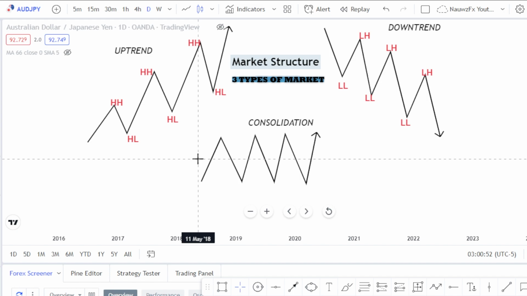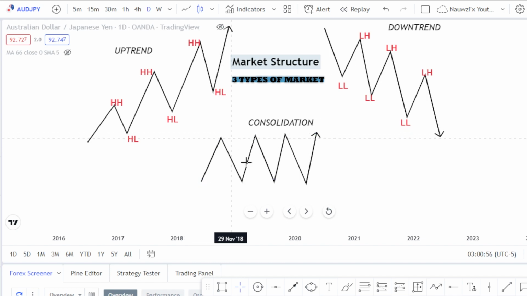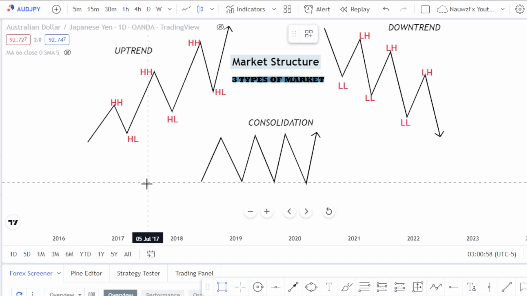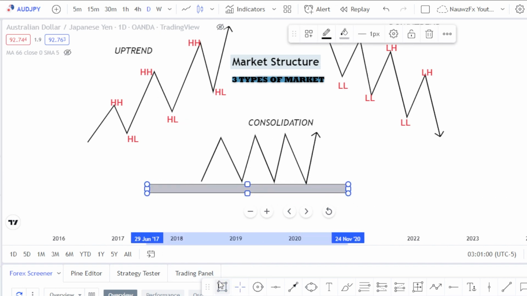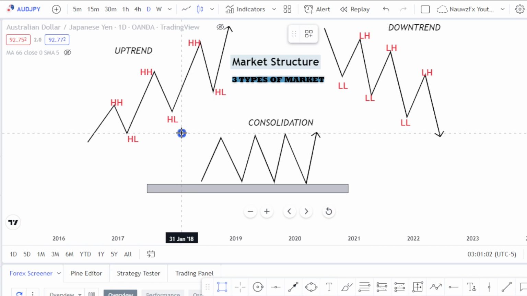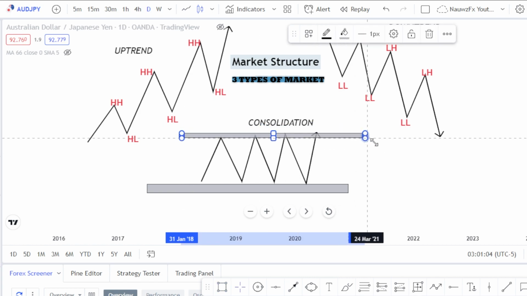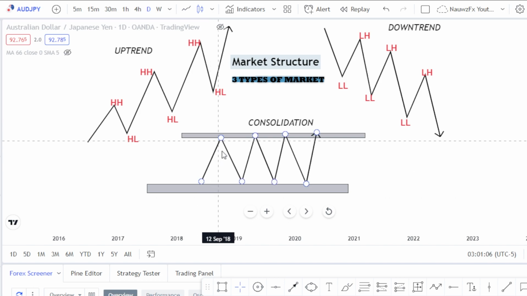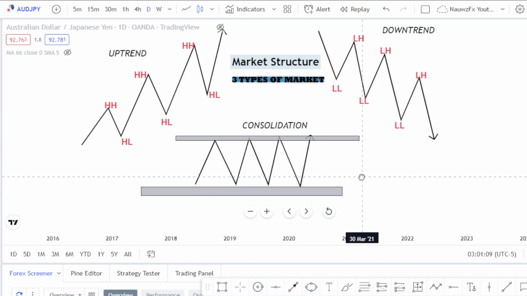Otherwise it is known as a market that is moving sideways. There's no clear structure as you can see. And it is ranging between these areas right here. I'm going to demonstrate what this is in future videos, but it is basically ranging between support and resistance areas.